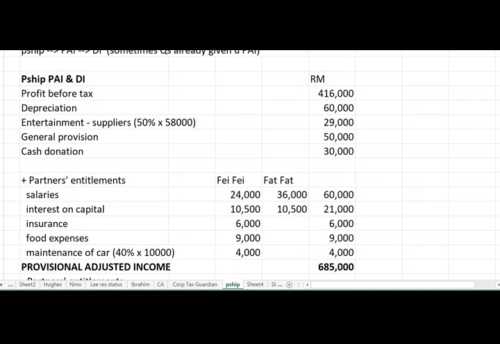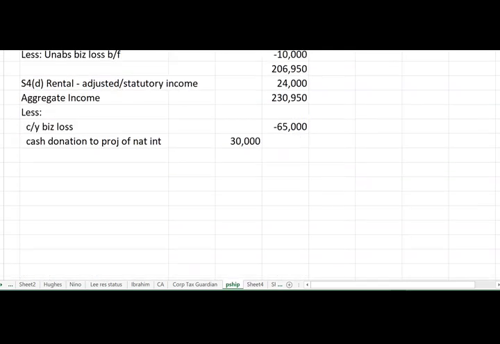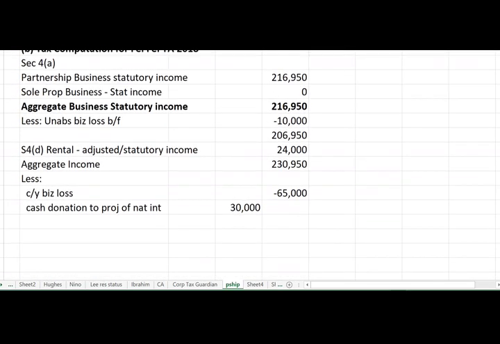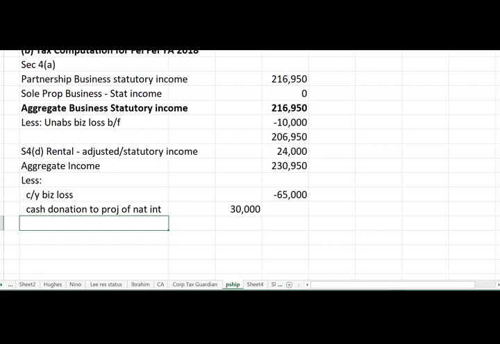Now do you realize that in the partnership we have one figure here, which is our cash donation. Now you know, normally donation is added back to the profit and then you claim at the bottom, but the partnership is not a person. So where did these 30,000 go? Now it will actually come here. Alright? It will actually come here, where this will be the cash donation from the partnership.